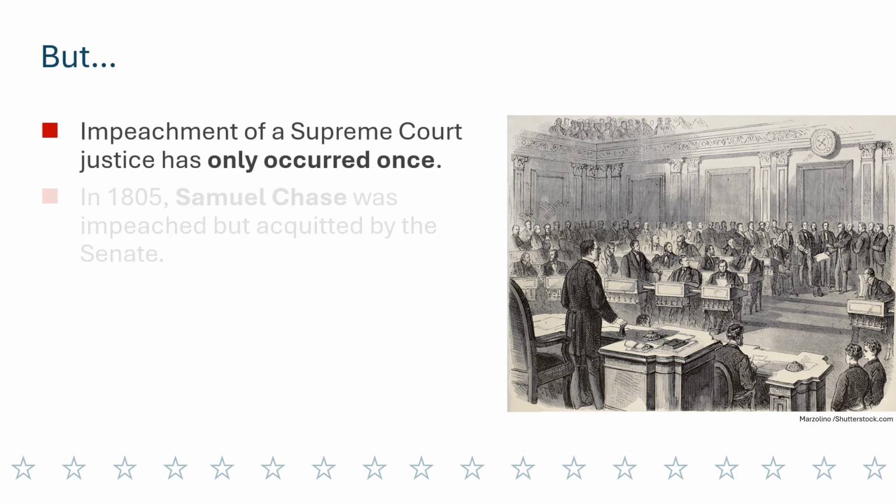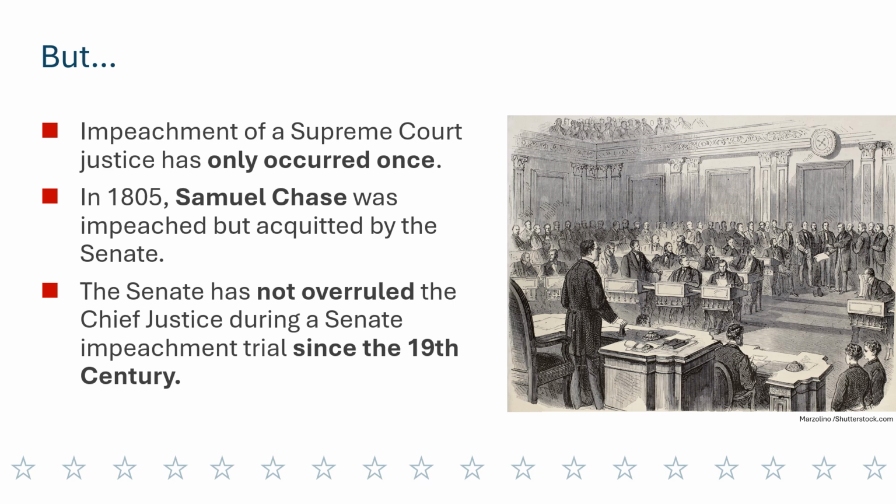However, impeachment of a Supreme Court justice has only occurred once. In 1805, Samuel Chase was impeached but acquitted by the Senate. The Senate has not overruled the Chief Justice during a Senate impeachment trial since the 19th century.